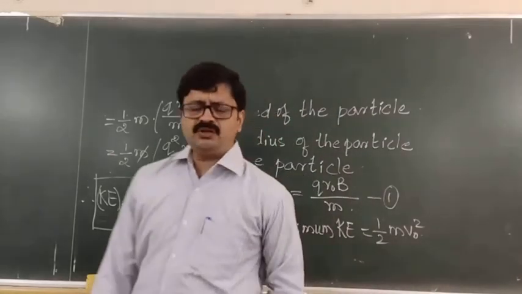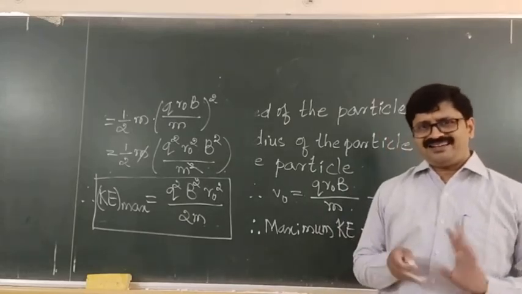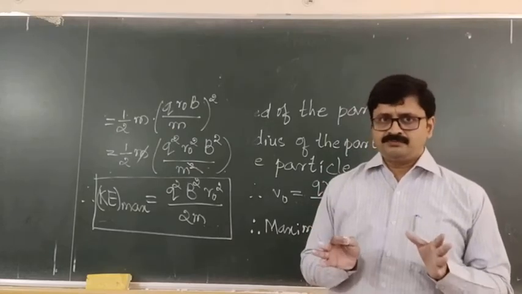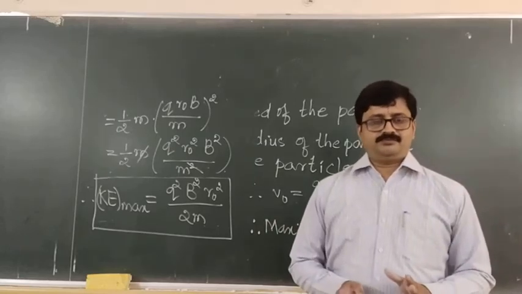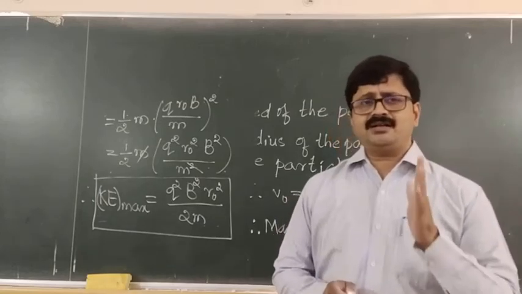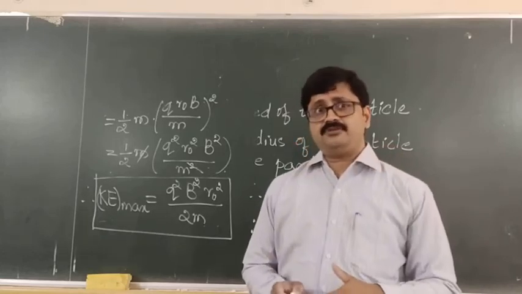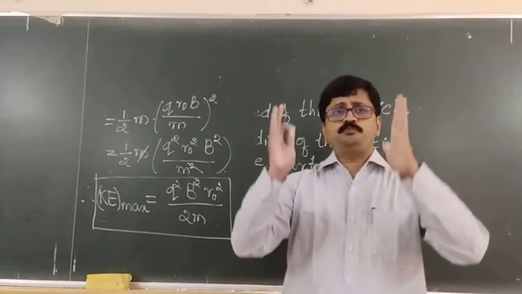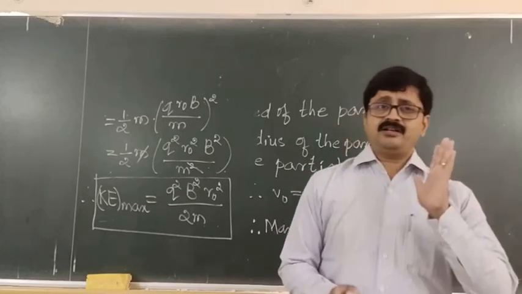Now with this note I am closing down the discussion on cyclotron, and in my next session I will be covering the applications of cyclotron, as well as the limitations of a cyclotron. After that we will be talking about force due to a current carrying conductor placed in a uniform magnetic field, and then we will make one more derivation on the same thing, and then we will be discussing the force between two parallel conductors. Okay, so that also we will be discussing in my next session.